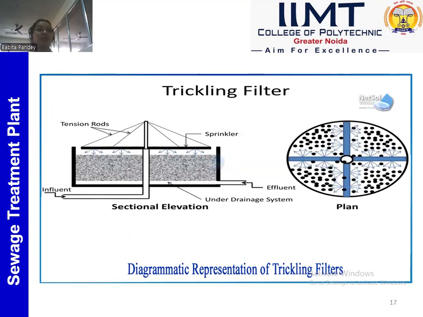This is the photo of the trickling filter, and this is the way effluent enters it. Tension rods are there and a sprinkler is there. You can see this is the section elevation of the trickling filter.